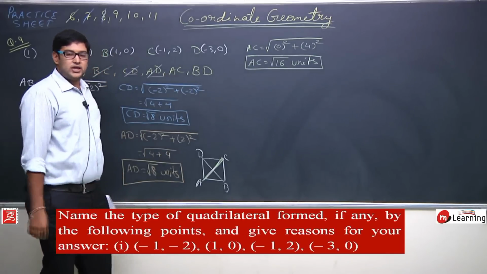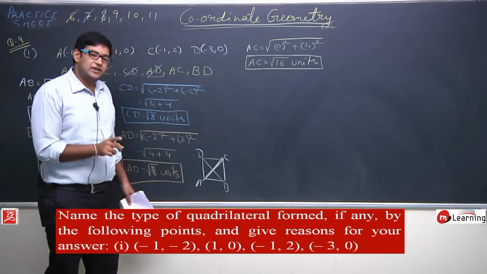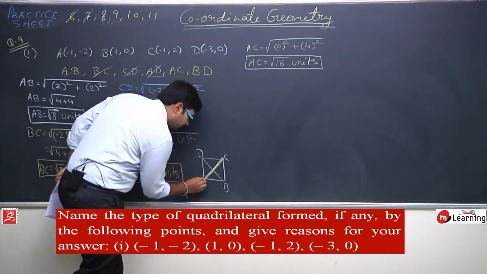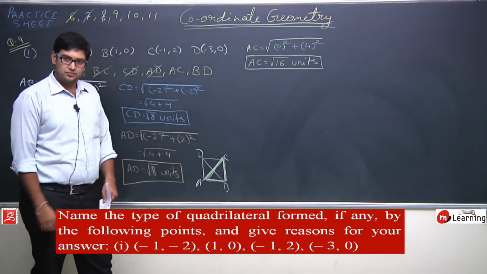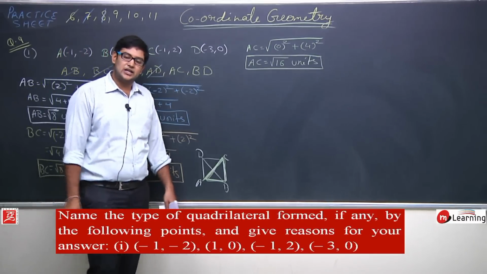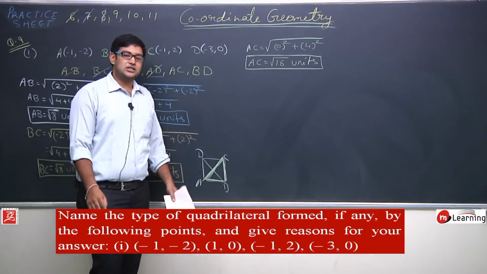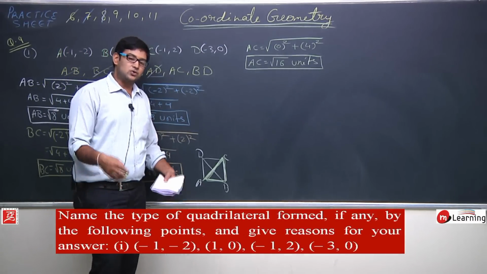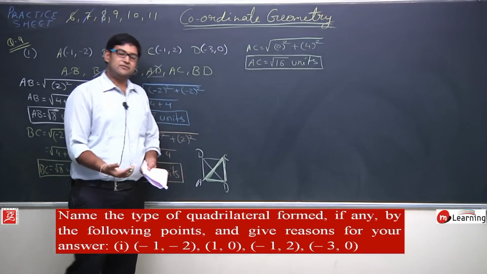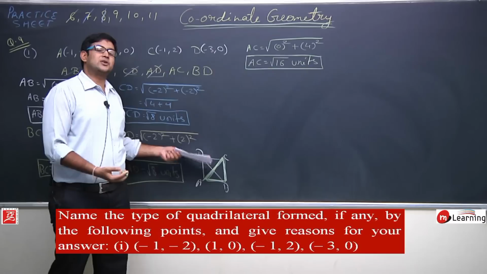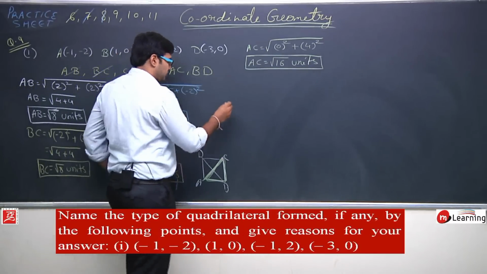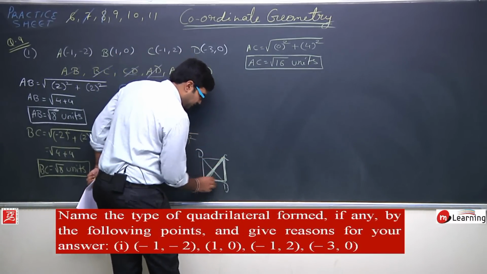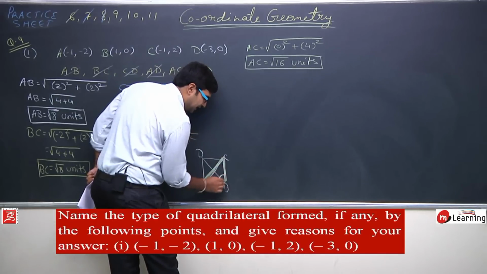Now, if it is a square, then definitely this triangle should be a right angle triangle, and if it is a right angle triangle, then it should follow Pythagoras theorem. So let us verify whether Pythagoras theorem is applicable or not. If Pythagoras theorem is true, then in this triangle ABC, this angle should be 90 degree.